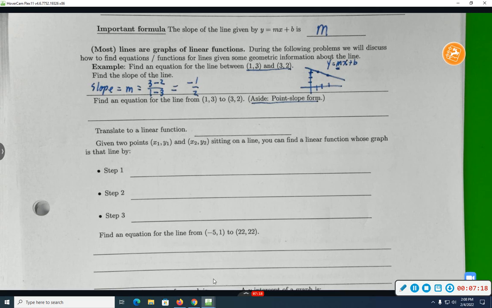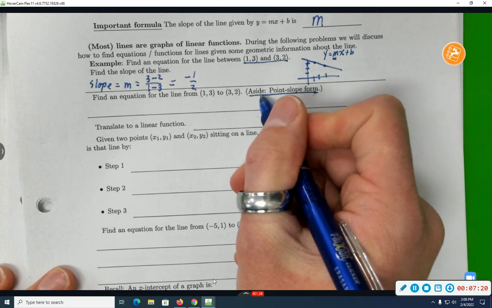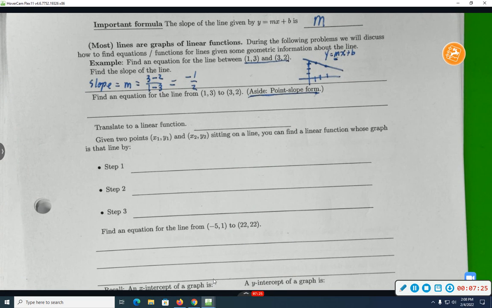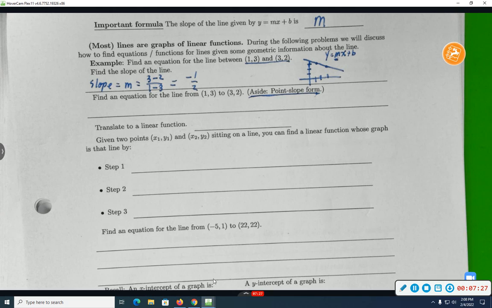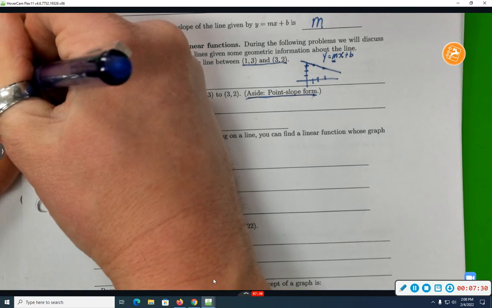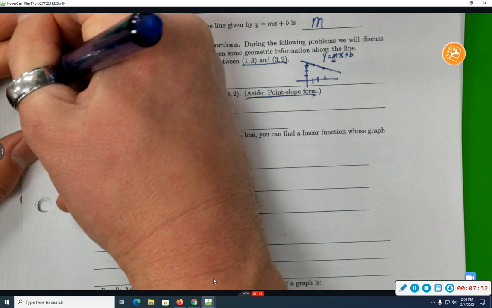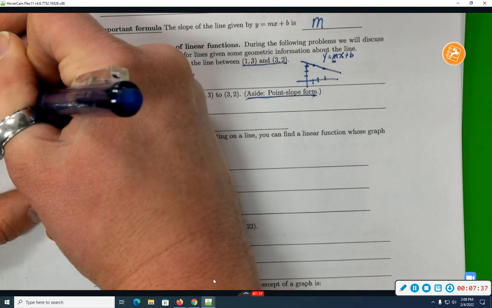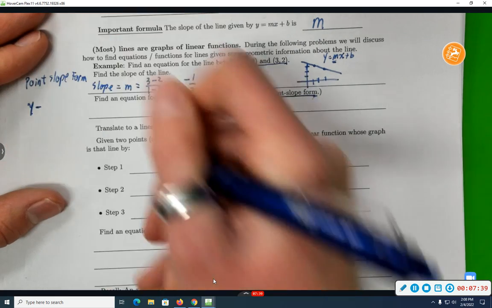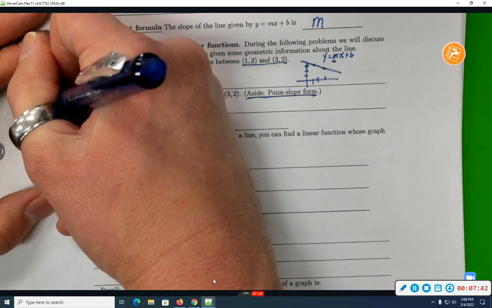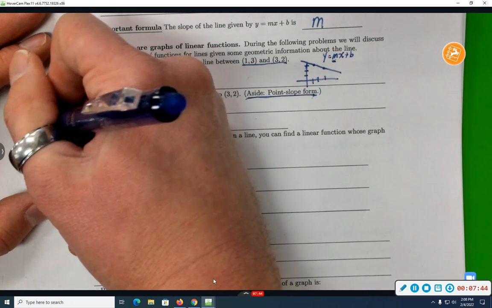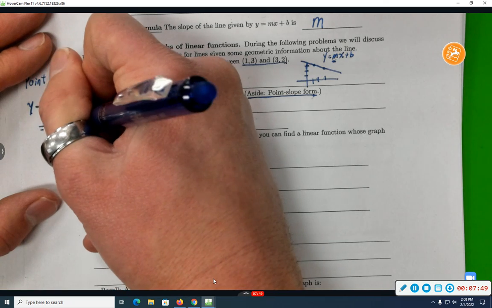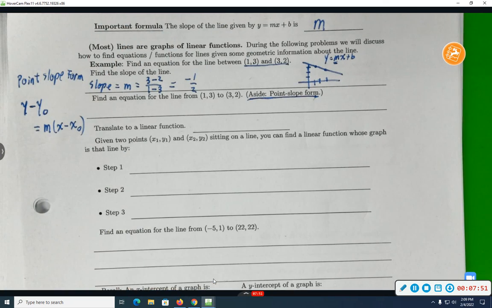And maybe I'll give the following idea. If you know the slope of a line and a point on the line, you can write that line in what's called point-slope form. So the point-slope form of a line is that the line is given by y minus a y value on the line is equal to the slope times x minus some x value that you know is on the line.